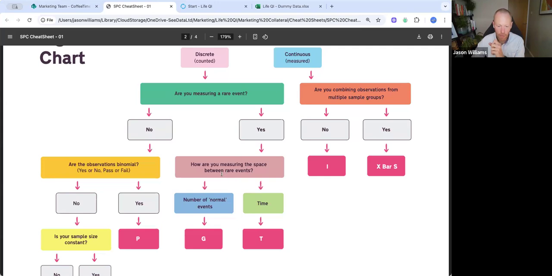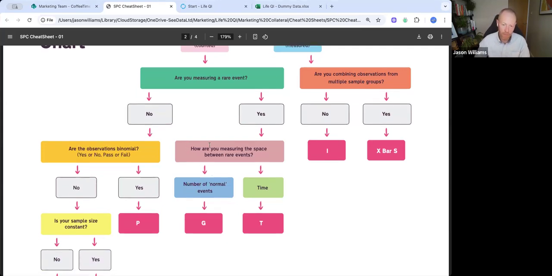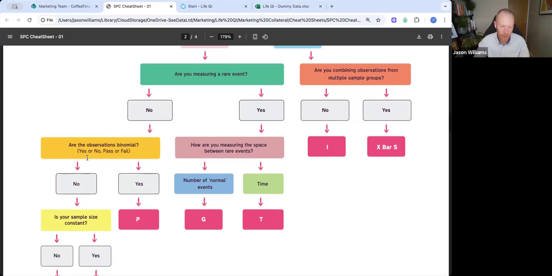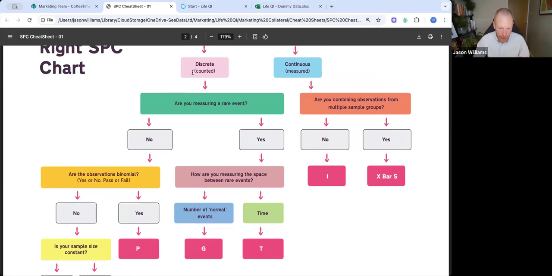But if we're not measuring it based on time, if we're measuring it based on the number of normal events that happen between these rare events, then you can end up with a G chart. We probably see more T charts than G charts, but again, you might end up with either. And again, that being said, not that many measures that we see are rare events. Most people will often end up down this far left-hand column. So this is something that we're counting, but it's not a rare event.